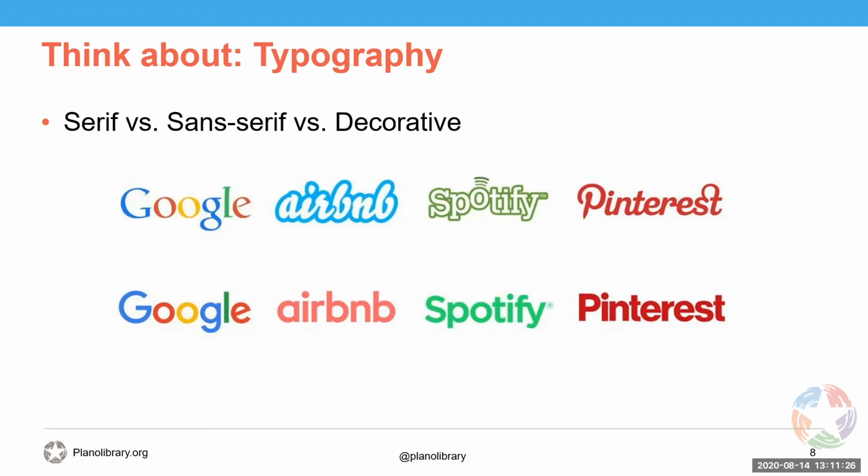Google had a classic serif font for a while before they chose to switch over. Airbnb, I'd say, mixed decorative, handwritten, and script fonts for their old logo. It was a very interesting font choice that they had. Spotify used a bold slab serif font and just moved the O up a little bit. And Pinterest used a light script font to highlight their elegance.